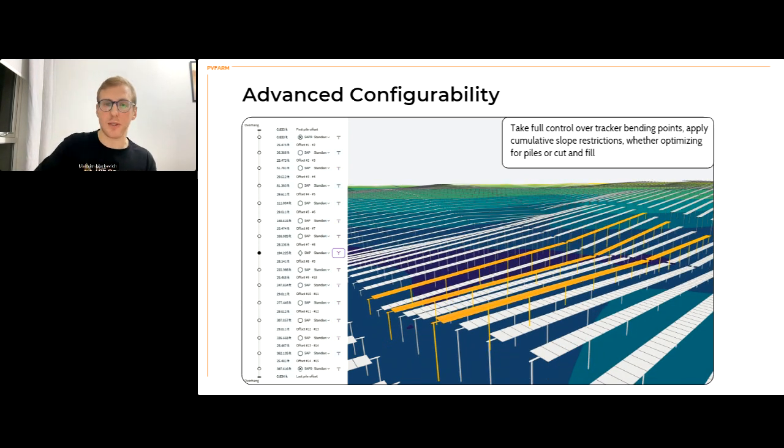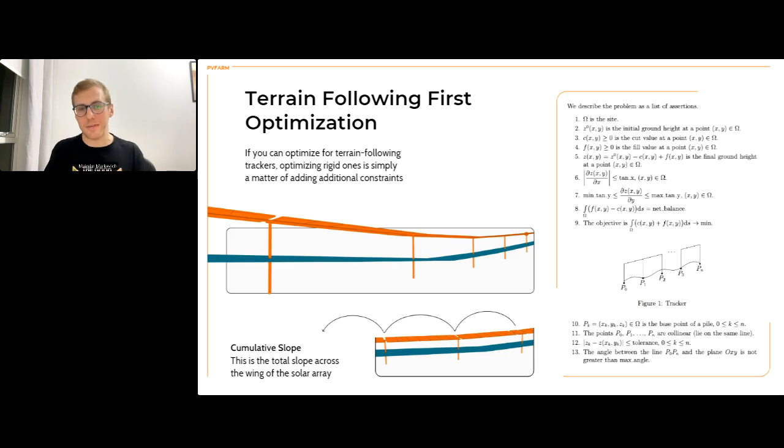So we wanted to think about this a little bit upfront, just to have this unique opportunity to support such systems. The next one is more of a mathematical standpoint, but again, when we were optimizing, we actually didn't separate terrain following and rigid trackers, and the reason for that is, if you can optimize for terrain following, optimizing rigid ones is simply a matter of adding additional constraints, right? So yeah, that's it basically. You just add additional constraints, and your optimization works in the same way, but for different tracker types.